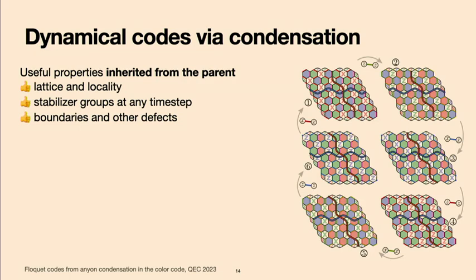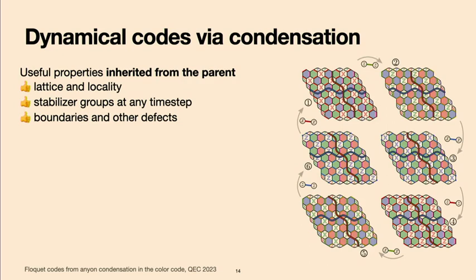There are other constructions of Floquet codes in the literature, and I want to stress a few useful properties if you construct them from a dynamical condensation sequence. Namely, the lattice and the locality, since it's so easily implemented in the lattice by just measuring short string operators, is fully inherited from the parent. Moreover, you immediately know what the stabilizer groups have to be at any time step.